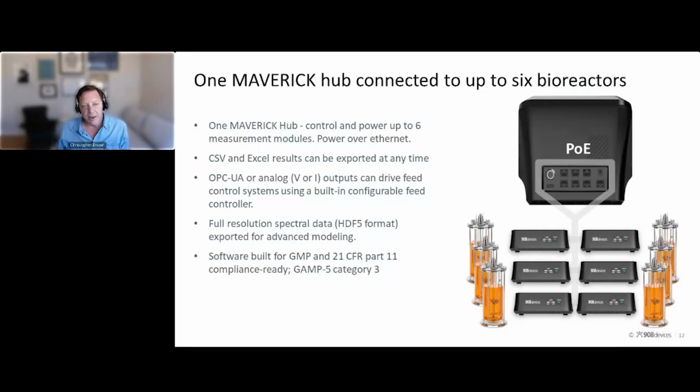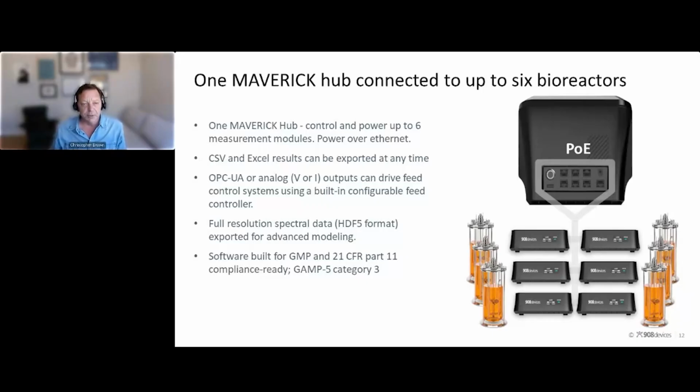As noted, the hub can control and power up to 6 measurement modules. So this is a back view of the Maverick hub. You'll see a number of Ethernet ports there, 7 in particular. So 1 is for connectivity to the customer network, if desired, and the other 6 are for directly communicating with measurement modules. So that's not only data communication, but also power, as noted.